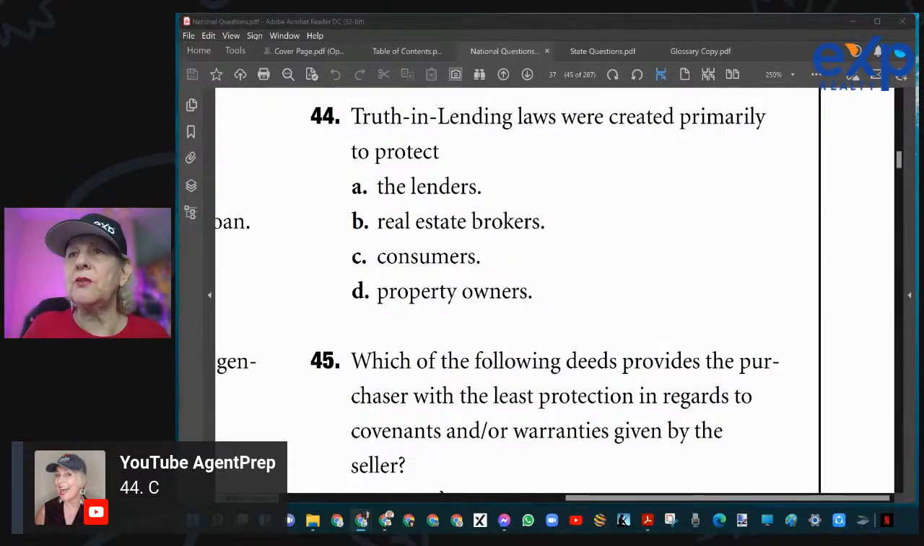All right, so the answer was 44C. Like so many federal laws, they're created to protect the consumer. We are the consumer, the buyer. Now, we're the realtor or a broker or an agent. However, these laws, the Truth in Lending Act and many other laws, are for the consumer, the buyers, right?